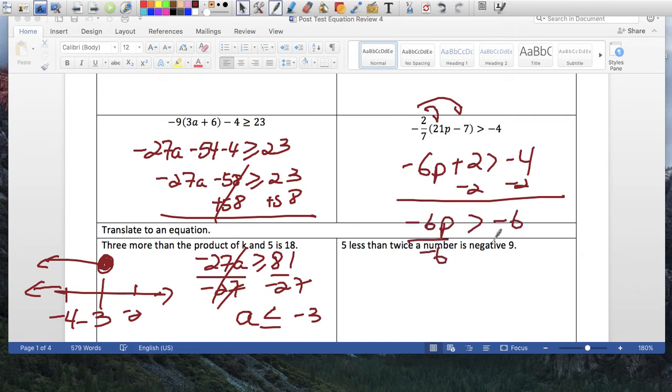Divide both sides by negative 6. And p is going to be less than 1. Right? We got to flip the sign because we divided both sides by a negative integer.